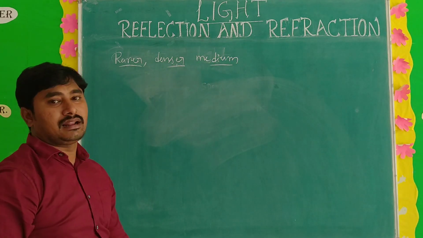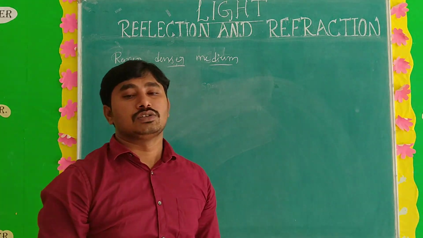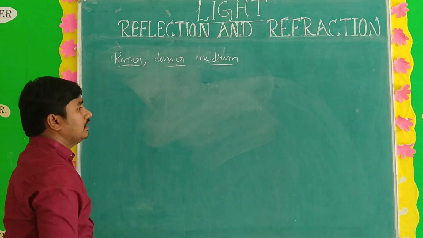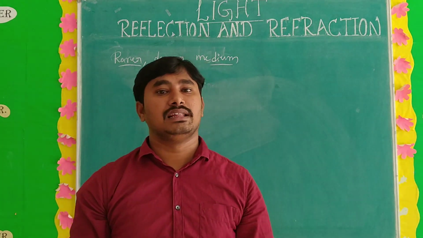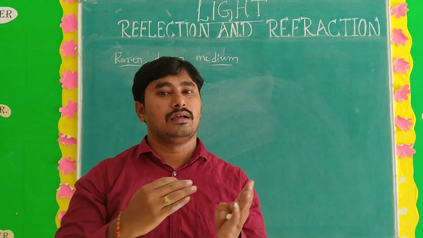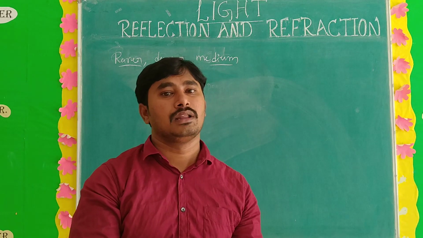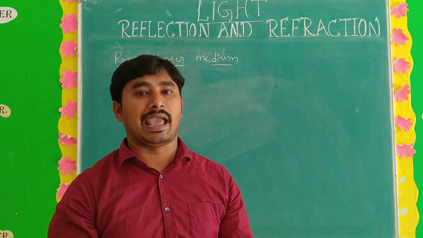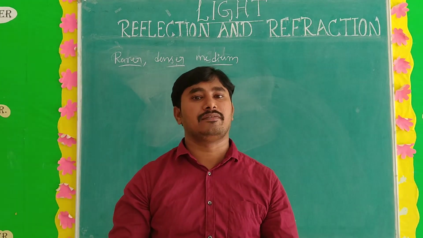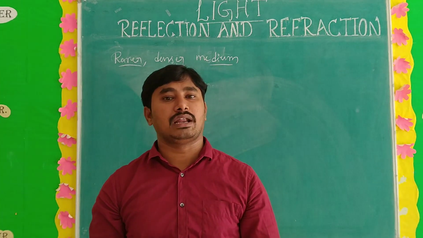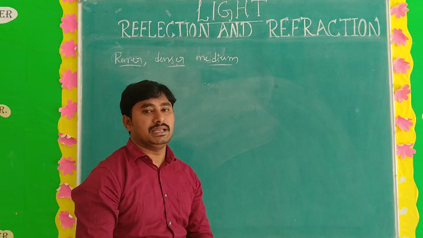What is meant by rarer medium and denser medium? See here, light travels from the sun to earth. In this condition, the light travels from free space, meaning vacuum, and through different mediums. Different mediums are air, water, and glass. Means the light travels through different mediums, and in the different medium, you observe that the speed will be changed.